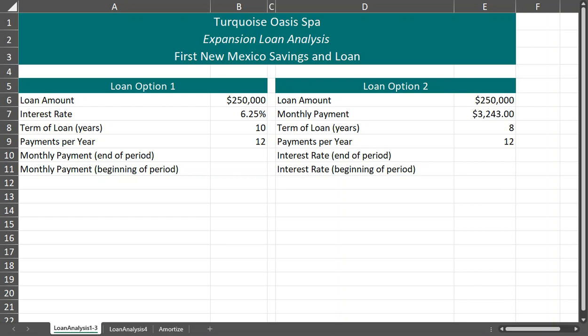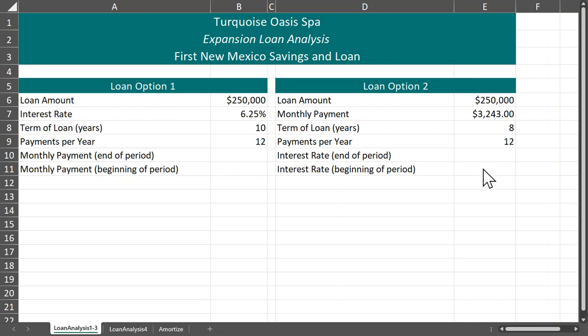In this video, we're going to talk about two loan options. Over on the left-hand side, we're going to calculate the monthly payment when the payment is taken out at the end of the period or the beginning of the period. And for loan option number 2, we're going to calculate the interest rate that would be at the end of the period or the beginning of the period.